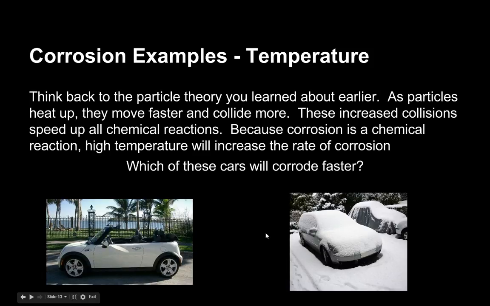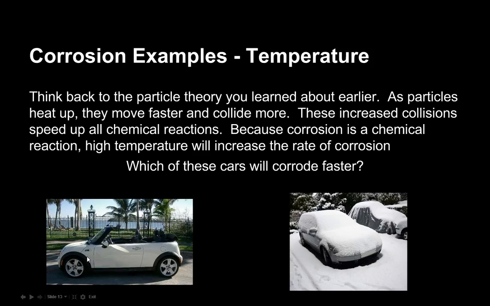And then also temperature. Think back to the particle theory you learned about earlier in previous notes. As particles heat up, they move faster and collide more. And these increased collisions speed up all chemical reactions. And because corrosion is a chemical reaction, high temperatures will increase the rate of corrosion. Now, which of these cars would corrode faster? We have one here that's in a hot, humid environment, or we have one here that's in a cold environment. Well, we are probably looking at the one in the hot environment.